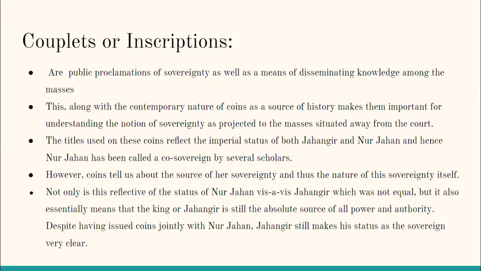From the couplets or inscriptions, we know that couplets are public proclamations of sovereignty, as well as a means of disseminating knowledge among the masses. This, along with the contemporary nature of coins as a source of history, makes them important for understanding the notion of sovereignty as projected to the masses situated away from the court. The titles used on these coins reflect the imperial status of both Jahangir and Nur Jahan, and hence Nur Jahan has been called a co-sovereign by several scholars.